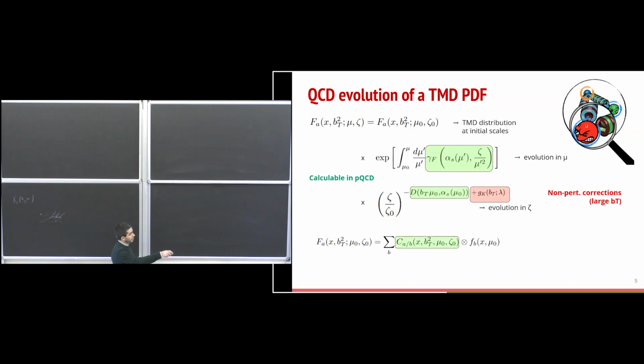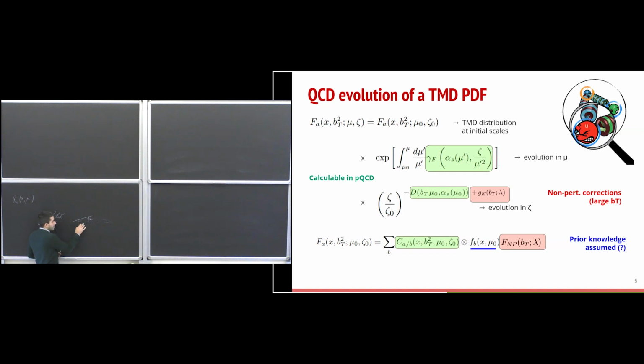input TMD distribution, so the object that you have here, can be expanded on the basis of the collinear PDFs, okay? And this coefficient is calculable in perturbation theory, but you have another function here, which is non-perturbative. So, if you think about a quark with a specific transverse momentum, say that you have your direction here. This is the direction of motion of your proton. You have a quark with a certain transverse momentum, okay?